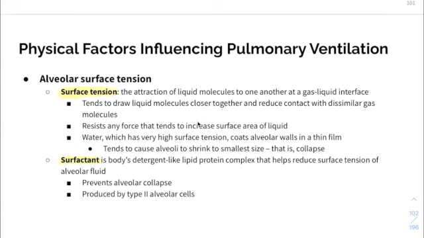Surfactant is made by type 2 alveolar cells. These cells are found within the alveoli because they're alveolar cells. They secrete that surfactant that coats the alveoli so that they maintain their shape. So it decreases that surface tension so we can breathe more smoothly.